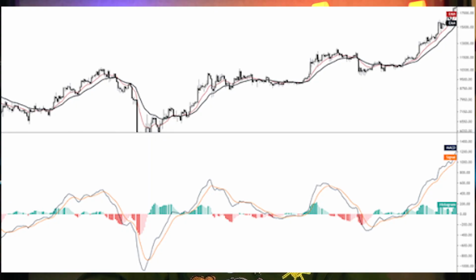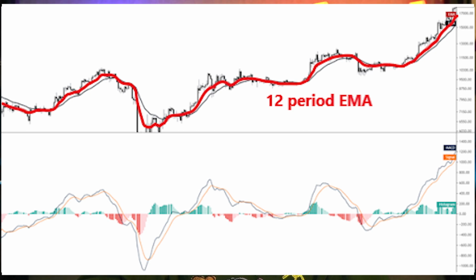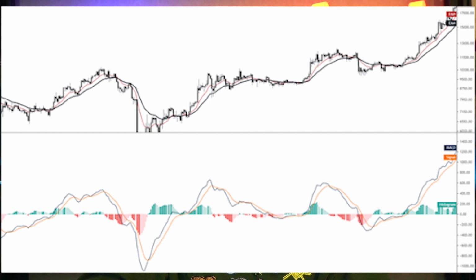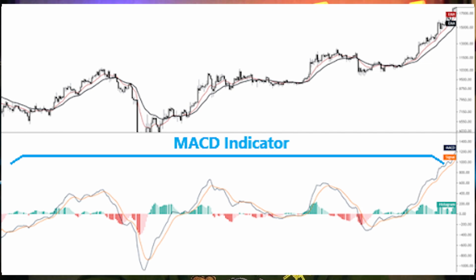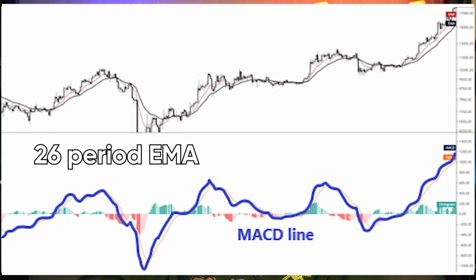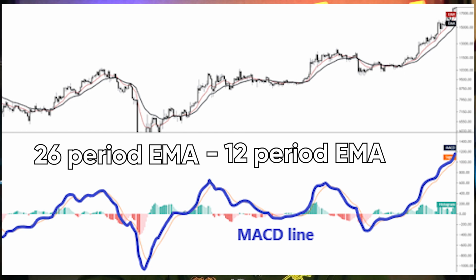Now I'm going to put up an image so you can see what I'm talking about while I give you a little explanation about the MACD. In this image we have a Bitcoin chart with a 12-period EMA plotted in red and a 26-period EMA plotted in black. At the bottom of this chart you can see the MACD indicator. The blue line is the MACD line, which is the 26 EMA minus the 12 EMA. That's the 26 exponential moving average minus the 12 exponential moving average.